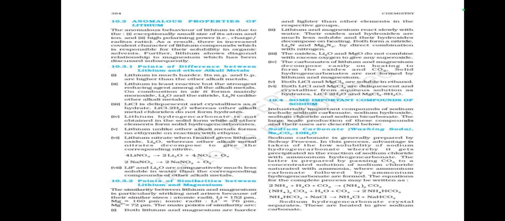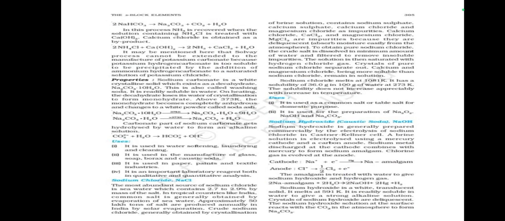The equations for the complete process may be written as: 2NH3 + H2O + CO2 gives (NH4)2CO3; (NH4)2CO3 + H2O + CO2 gives 2NH4HCO3; NH4HCO3 + NaCl gives NH4Cl + NaHCO3. Sodium hydrogen carbonate crystals separate, and these are heated to give sodium carbonate: 2NaHCO3 gives Na2CO3 + CO2 + H2O.